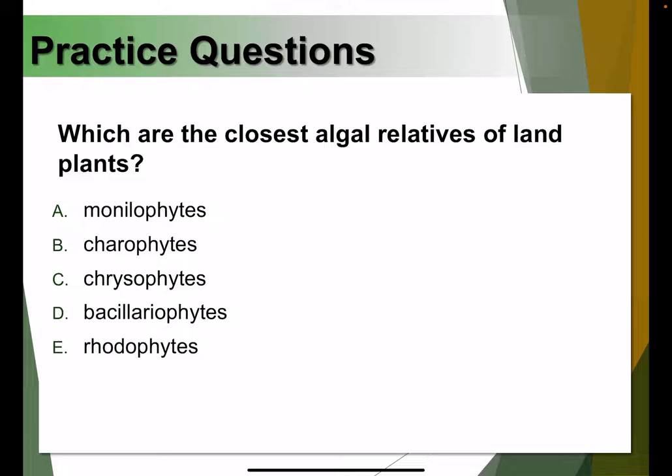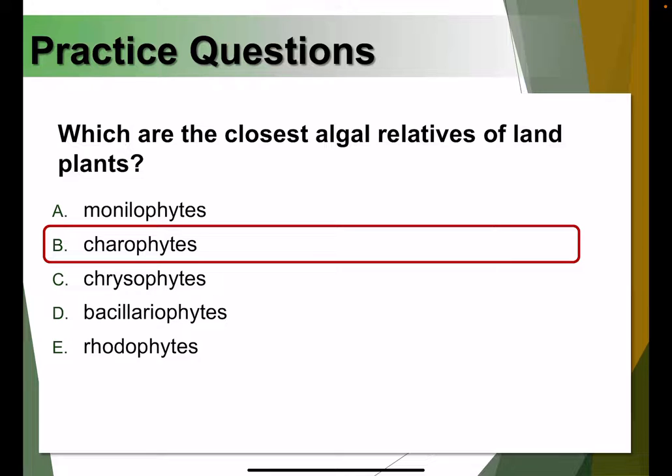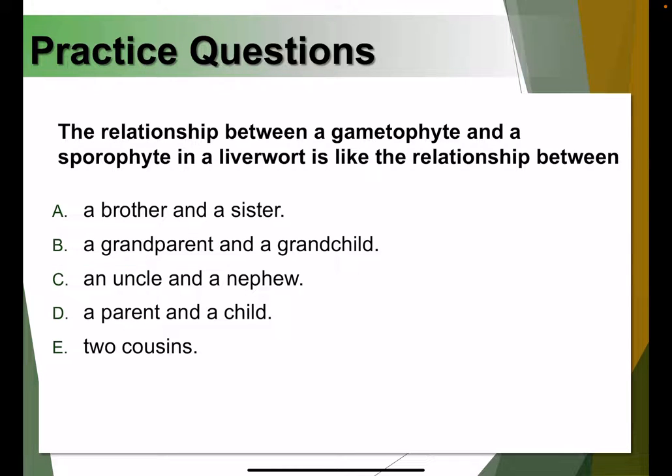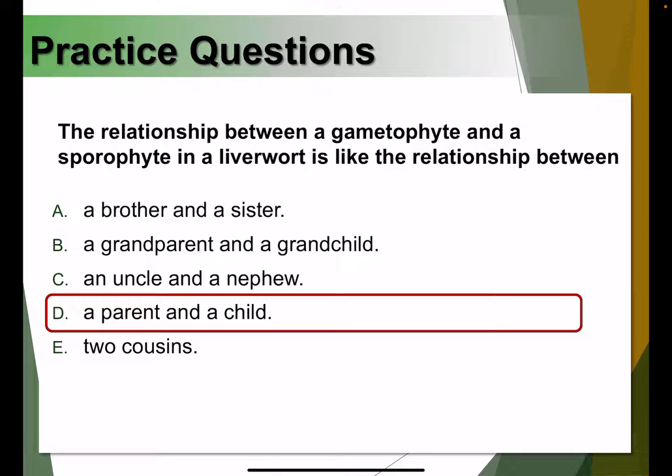Let's go over the practice questions and then we'll be done. All right, which are the closest algal relatives of land plants? Charophytes, that's what we said. They say plants are the closest relatives of green algae, specifically the charophytes. The relationship between a gametophyte and a sporophyte in a liverwort is kind of like the relationship between who and who? A parent and a child, because one is the parent, and it produces the child. The parent produces a child that will produce the spores to become another plant itself.